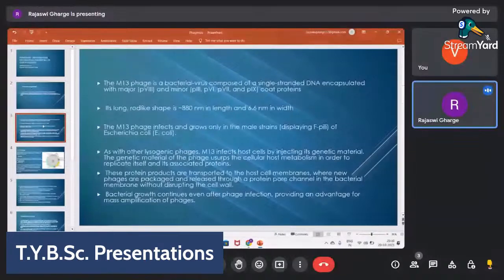As with other lysogenic phages, M13 phage infects the host by injecting its genetic material. The genetic material takes over the cellular host metabolism in order to replicate itself and synthesize proteins. Those protein products are transported to the host cell membrane, where new phages are packed and released through a protein pore channel in the bacterial membrane without disrupting the cell wall. Bacterial growth continues even after the phage infection, providing an advantage for mass amplification of the phages.